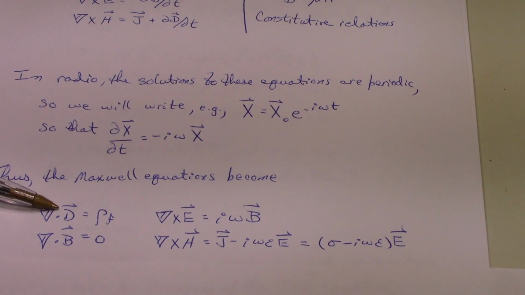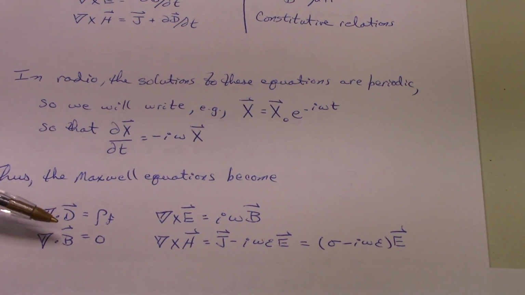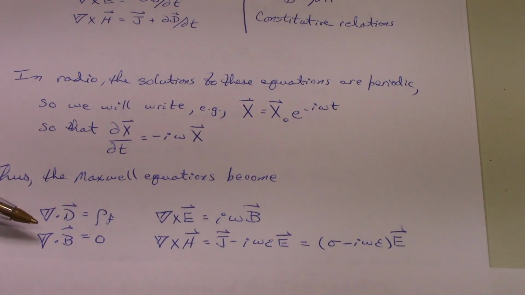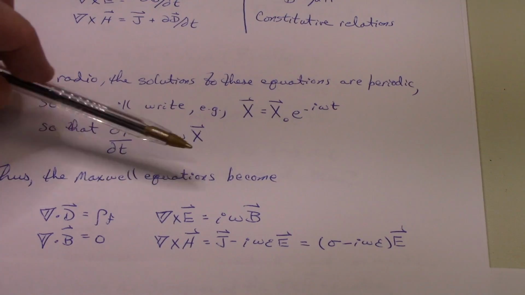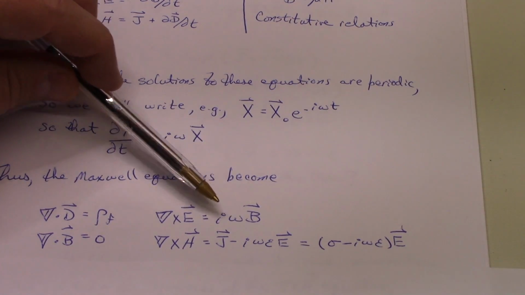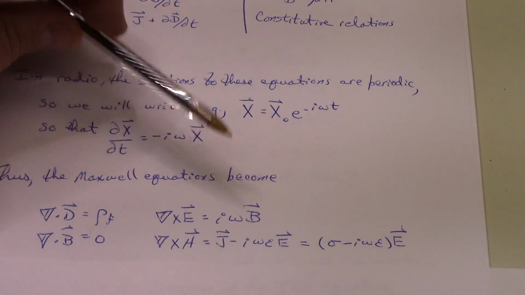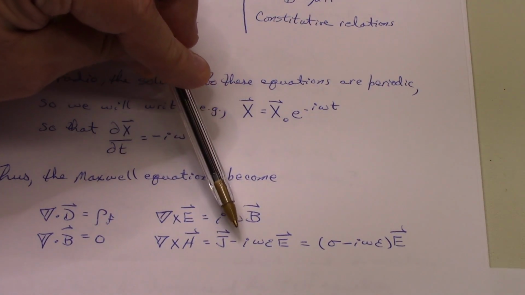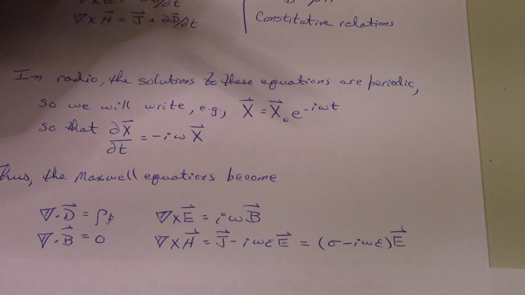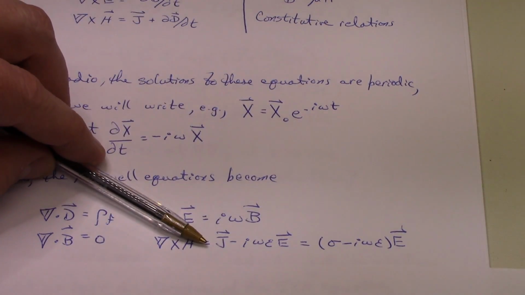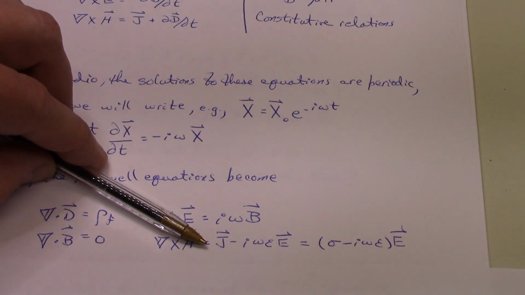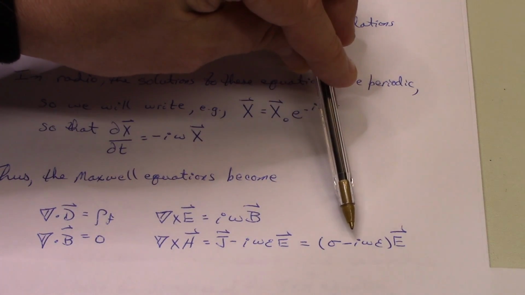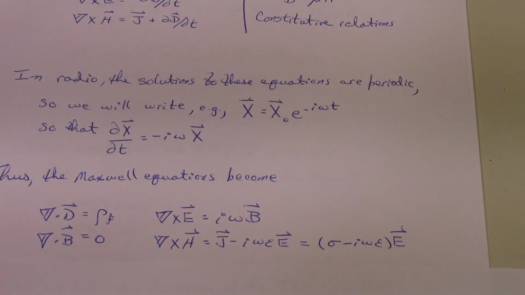So the displacement field and the induction field, when you take the divergence of those equations, remain the same, but the two curl equations introduce these factors of i omega. So you have the curl of E equal to i omega B, and the curl of H is equal to J minus i omega epsilon E. But then you can rewrite J as sigma E, which is just Ohm's law, and you then have the curl of H is equal to sigma minus i omega epsilon times the E field.